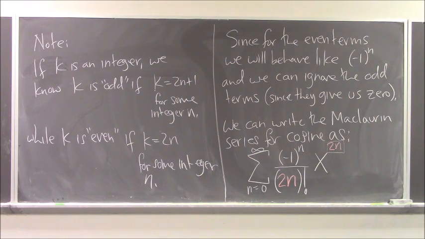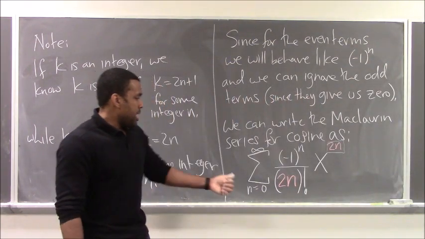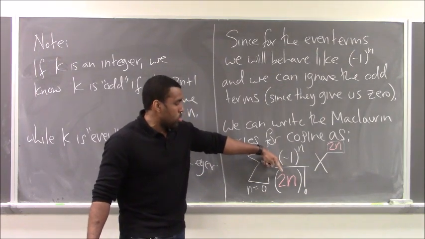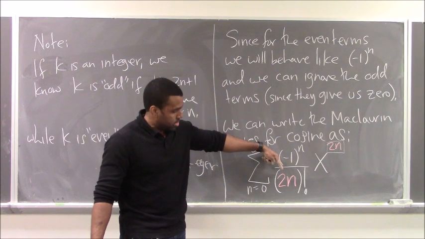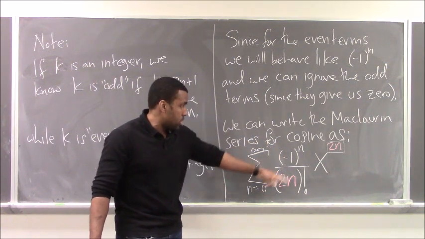Now, if you notice what's going to happen here, if my n equals 0, this is 0. If my n equals 1, this is 2. If my n equals 2, that's 4. If my n equals 3, that's 6. If my n equals 4, that's 8, etc. 2n is just going to output all the even numbers.